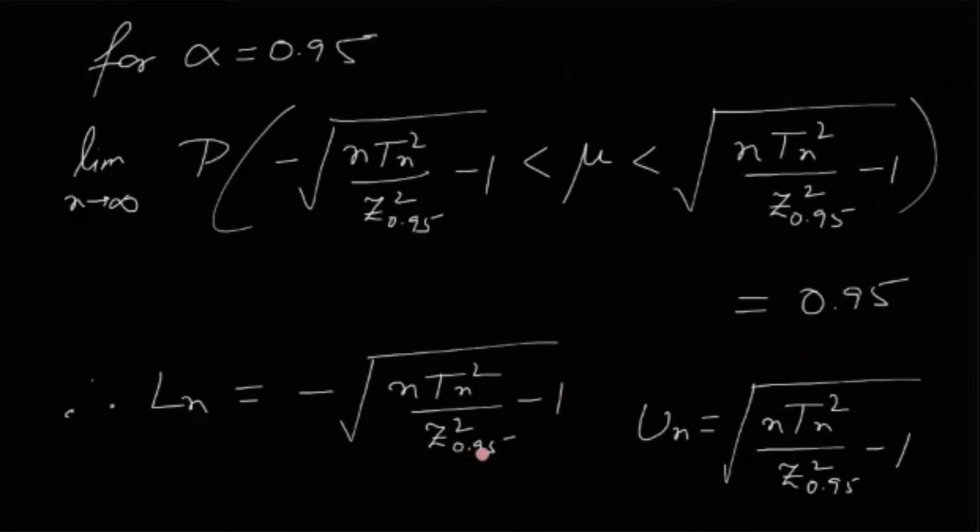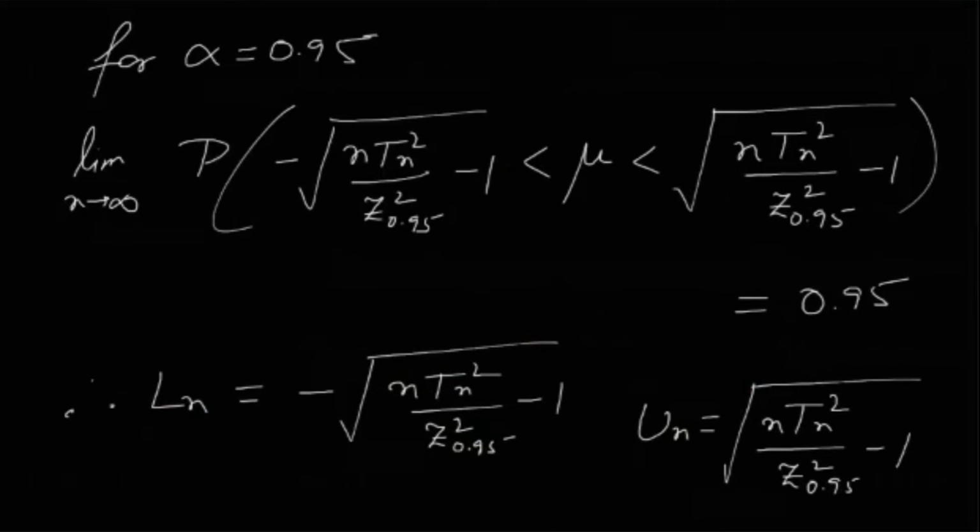Because z 0.95 can be found from the chart of the standard normal distribution, and n is obviously given because n is the sample size, and Tn is also calculable from the Xs and Ys. So the entire thing is actually a statistic. So this entire Ln and Un can be found out, and they are based on Tn. So this is the solution of the second part.